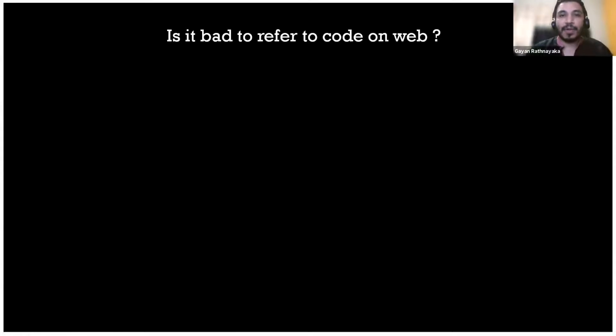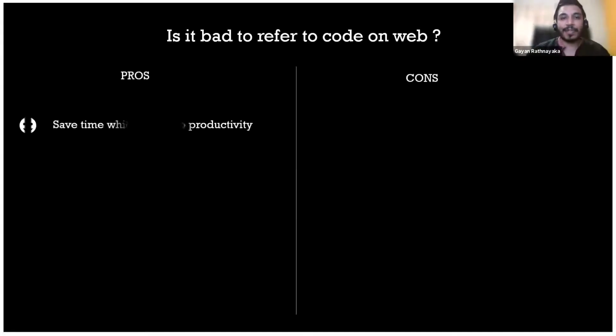Is it bad to refer to code on the web? Let's see the pros and cons. I think the most obvious one right off the bat is that it saves time and leads to productivity. A lot of us work on tight deadlines. We have to push some things, so we have to work fast sometimes. You don't always have the freedom to research and find the answers by yourself.